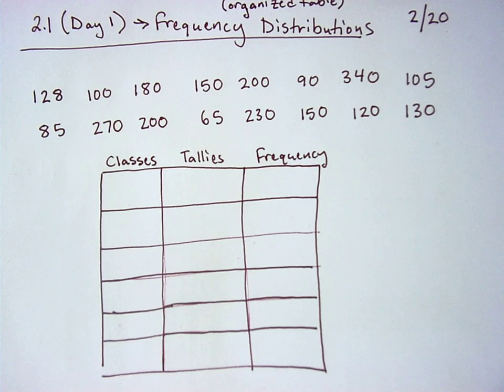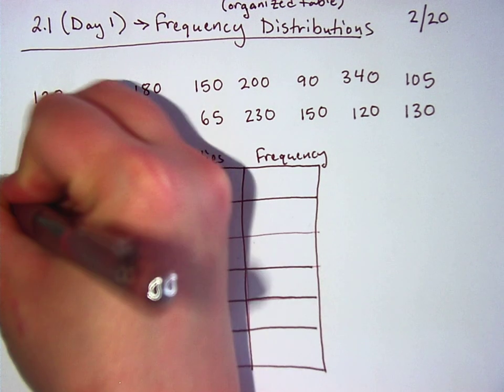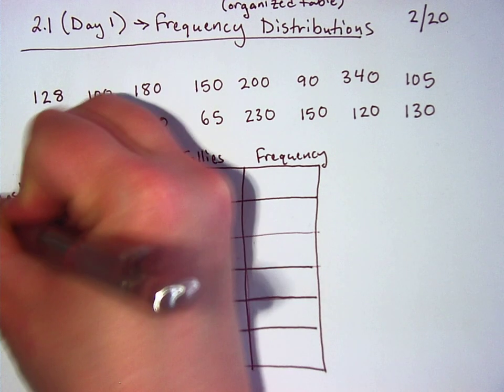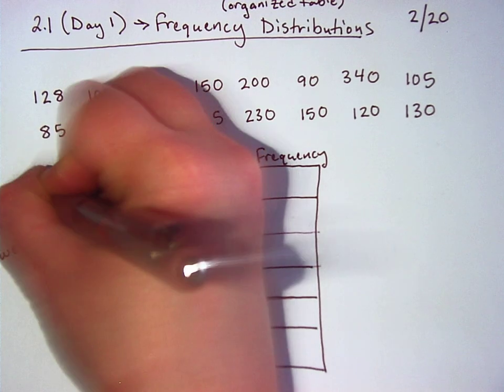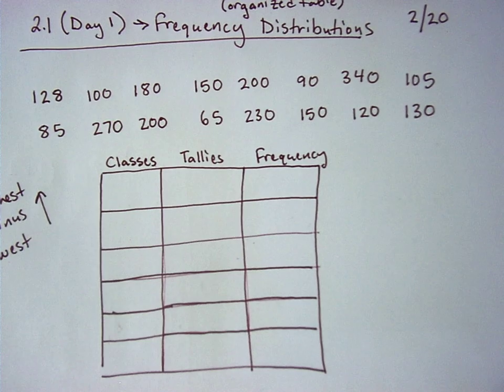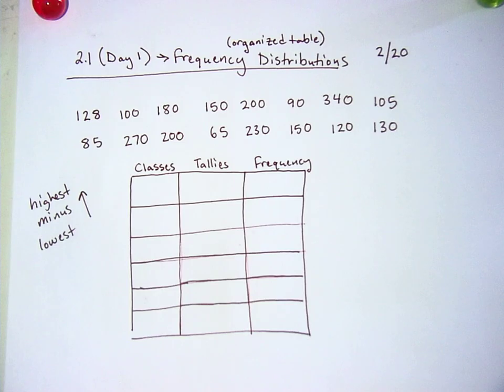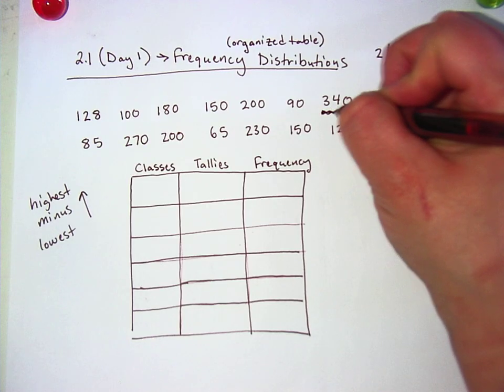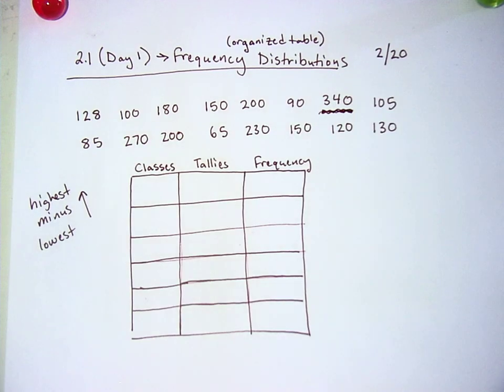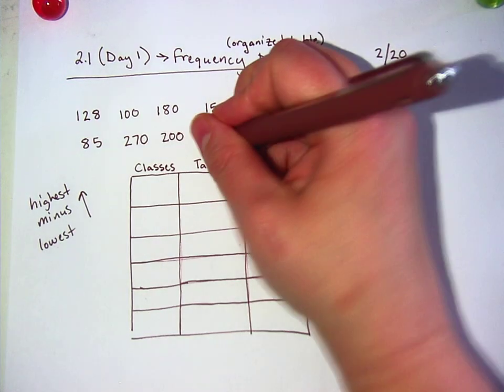All right, to make a simple frequency distribution, you take the highest data point you have and subtract the lowest, and then you always round up to the nearest whole number, even if you're already at a whole number. So if I look at this, my highest number looks like it's 340. I don't know why somebody would spend $340 on a meal for 2 people, but there are people who would. And then it looks like my lowest is 65.